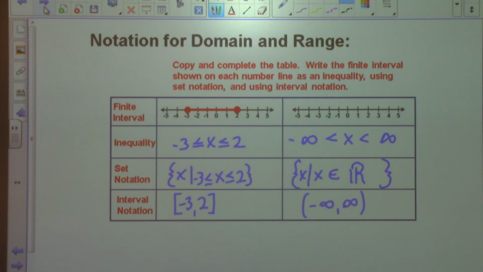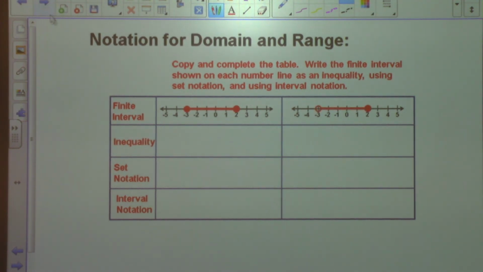Okay, next. Now we have this exercise here, copy and complete the table, and write the finite interval shown on each number line. So I'm going to do that pretty quickly here, and then have you follow up on exercise. So on inequality notation, I'm just going to go like this, bracket, negative, no, that's interval notation, right?